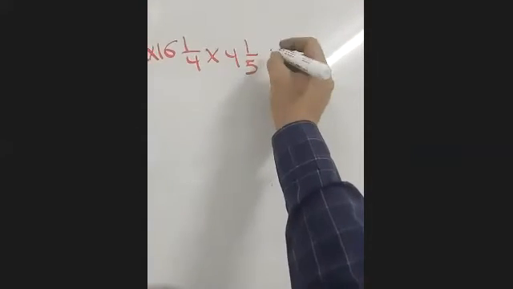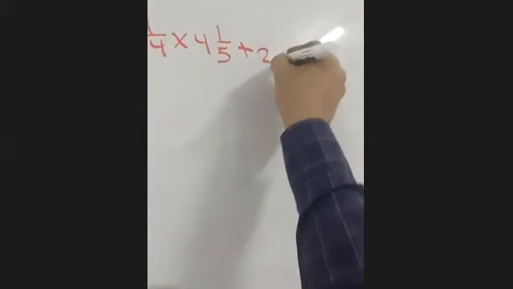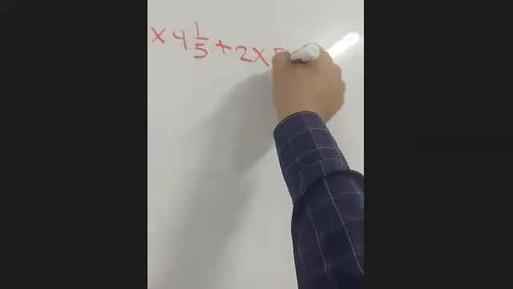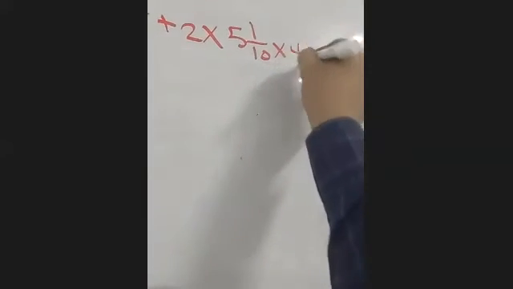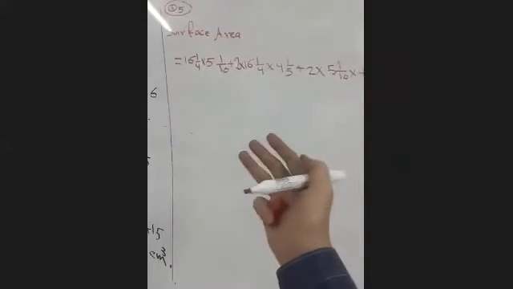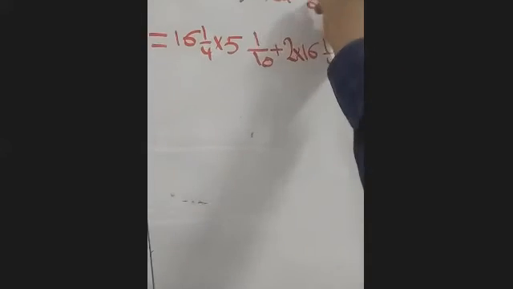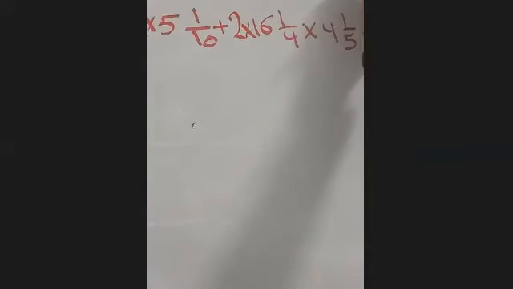So here I'll multiply by 2 also: 2 multiplied by 5 and 1 over 10, multiplied by 4 and 1 over 5. This, guys, what we found here, is the surface area of the lower part.